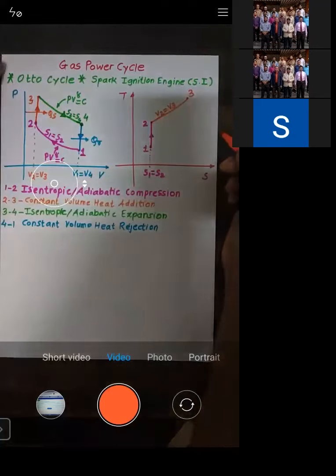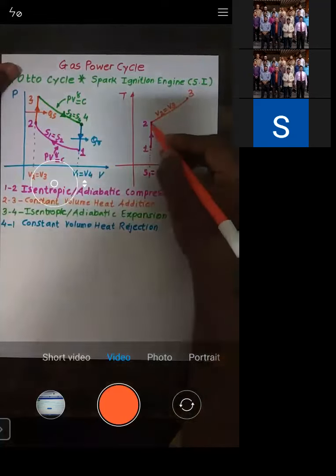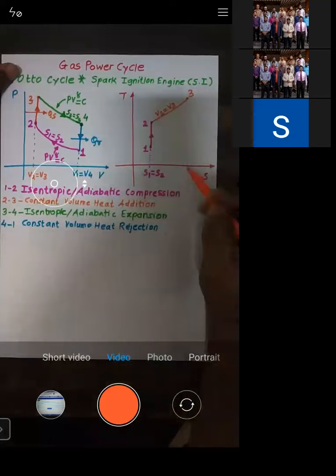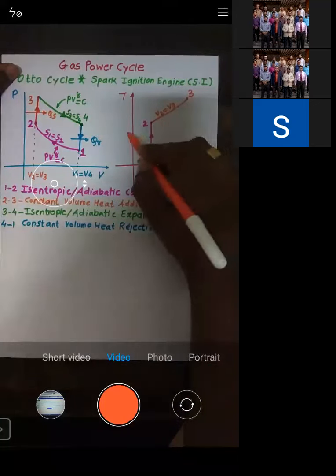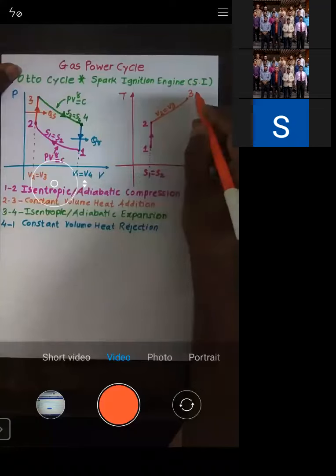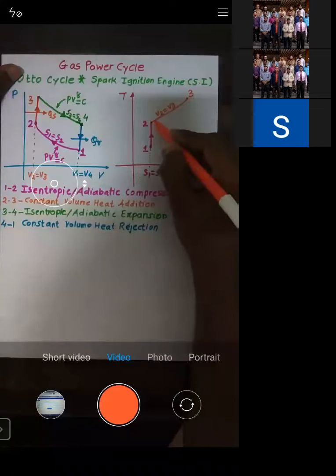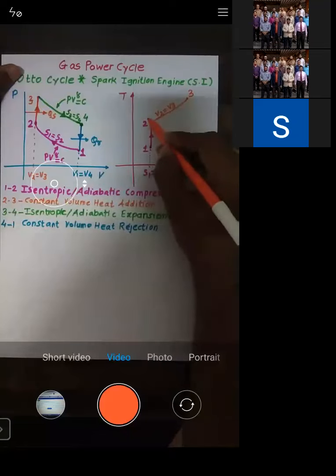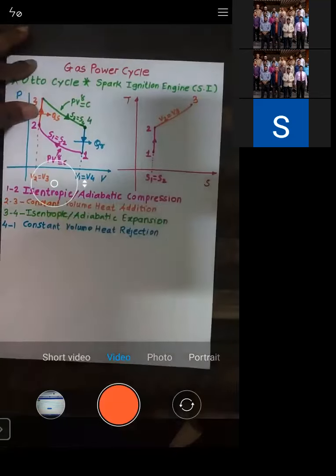I repeat. When we draw on the TS diagram, you will get one line that is passing through point number 2, along which the volume is held constant. So we are moving on the same line. From point number 2, when I move to point number 3 along this line, the volume is held constant.